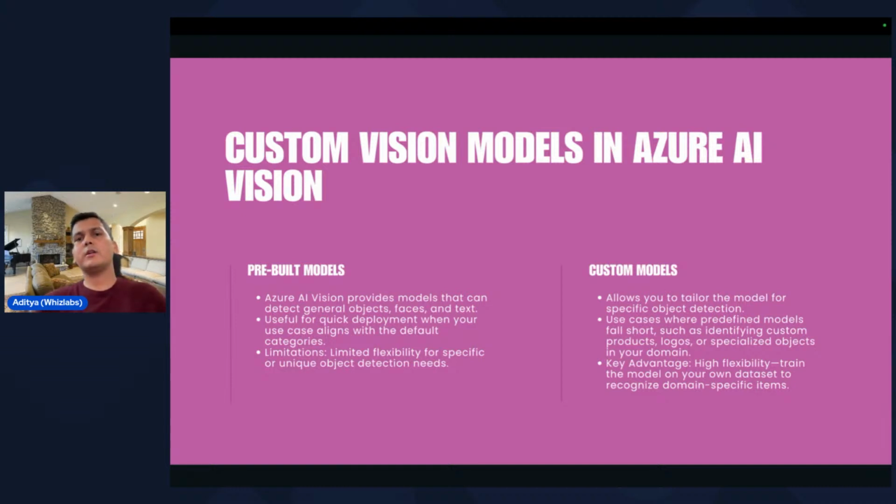So they both have different useful features and can be used in different scenarios. I think it is clear to you where you can use a pre-built model and where you can use custom models. Another thing is use cases where a predefined model falls short, such as identifying custom objects, logos, or specialized objects in your domain. This we have already discussed. The key advantage is high flexibility. You can train for whatever thing you want. Train the model on your own data set to recognize domain specific items. Domain specific means it is about your domain, what you want to identify using custom vision. I hope this topic is clear on what pre-built models and custom models are, and how we can use them in different scenarios.